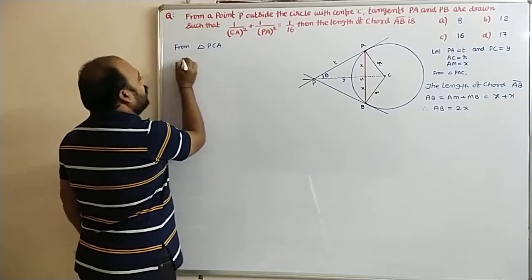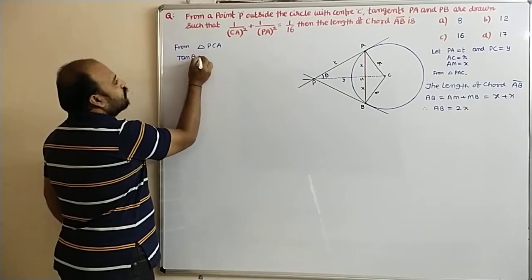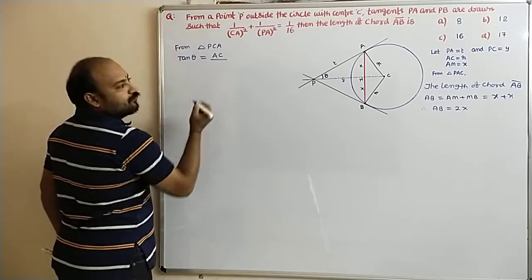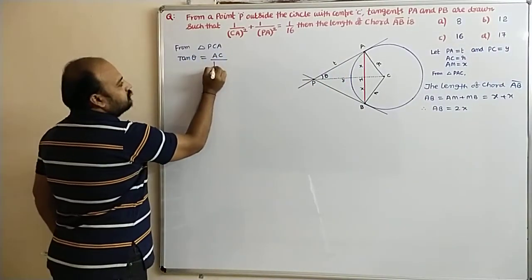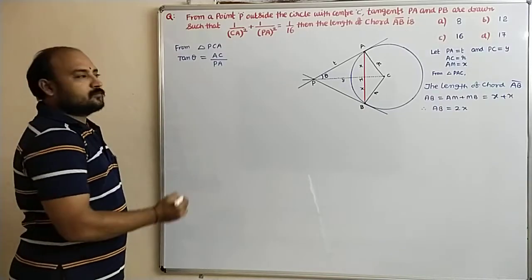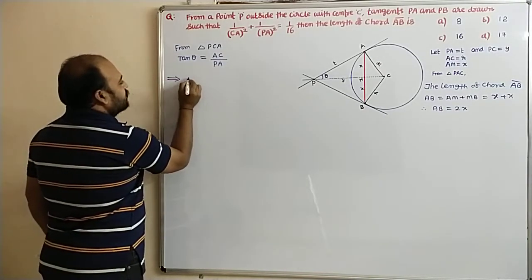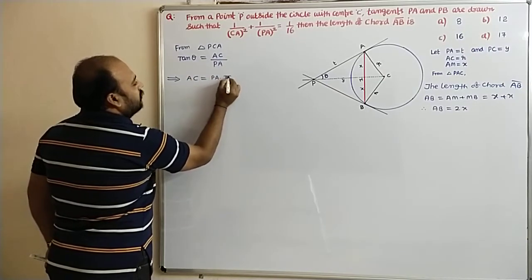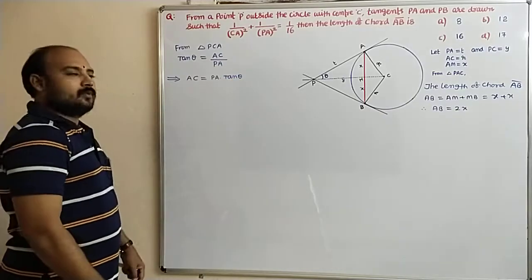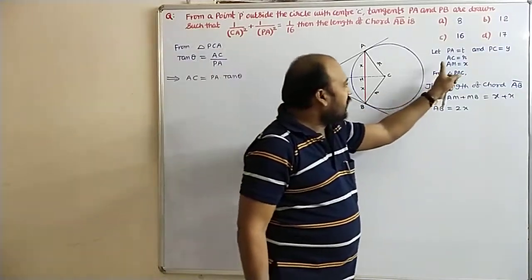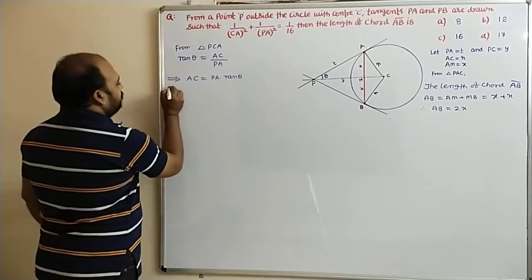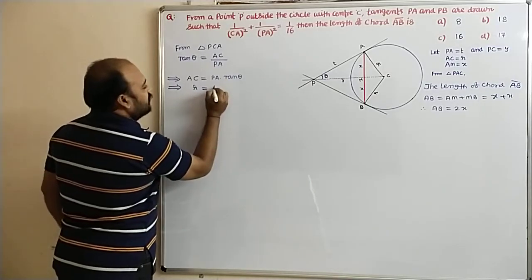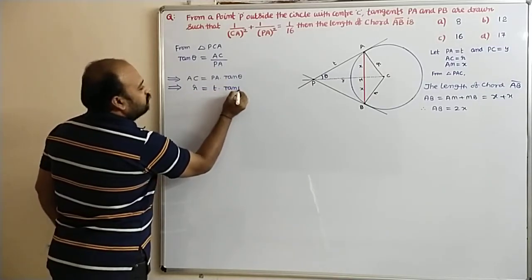tan theta, because I am taking only tan theta, the opposite and adjacent sides. So tan theta equals AC divided by AP. That implies, cross multiplying, AC equals PA into tan theta. What is the AC value here? It is R. AC is R, and PA we have assumed as t, so R equals t tan theta.